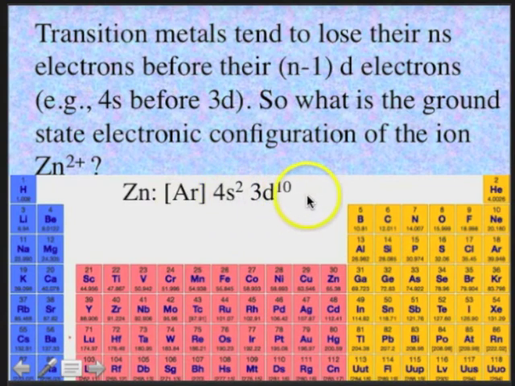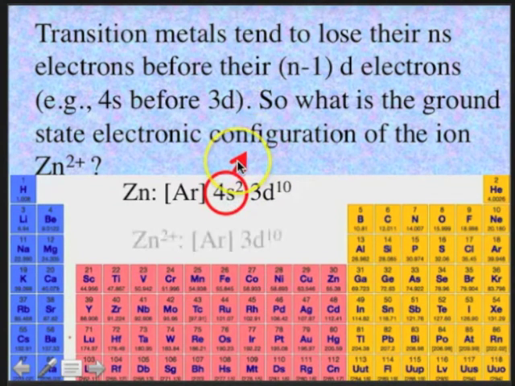Argon core, 4s2, 3d10. It has to lose 2 electrons to become the +2 cation. It's going to lose its 4s electrons before the 3d electrons. So the 4s electrons are out, and what we end up with is argon core, 3d10.